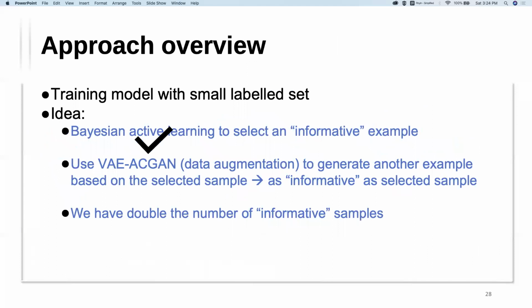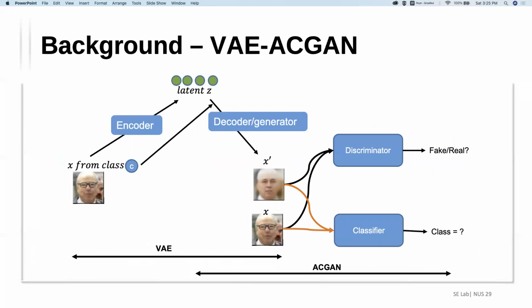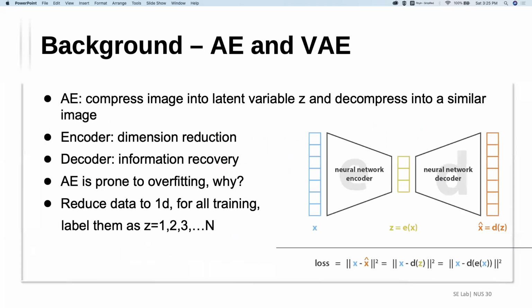So I have already covered Bayesian active learning, and now I will introduce what VAEAC is again. This is the overall structure of VAEAC. It's the concatenation of VAE and AC. First, let's talk about what AE and VAE are. AE stands for autoencoder. An autoencoder can compress an image into a latent variable Z, and the dimension of Z is usually much, much smaller than the dimension of the input. Then we decompress it, recovering an image from Z into X hat. So an autoencoder has two parts: an encoder, which does dimension reduction, and a decoder, which recovers information.